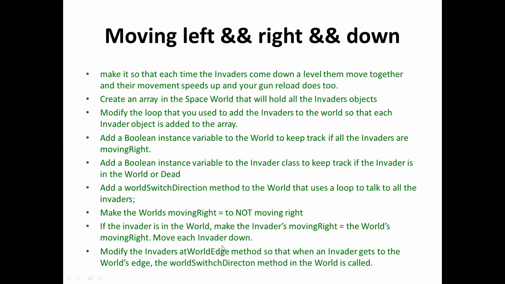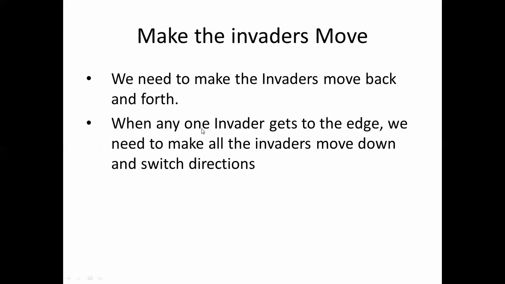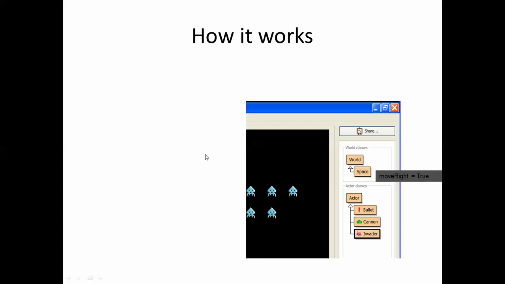Here's all the stuff that you have to do. You can read through this and see this. We need to make the invaders move back and forth. When any one invader gets the edge, we need to make all the invaders move down and switch directions at the same time. Alright, so here's how it's going to work.